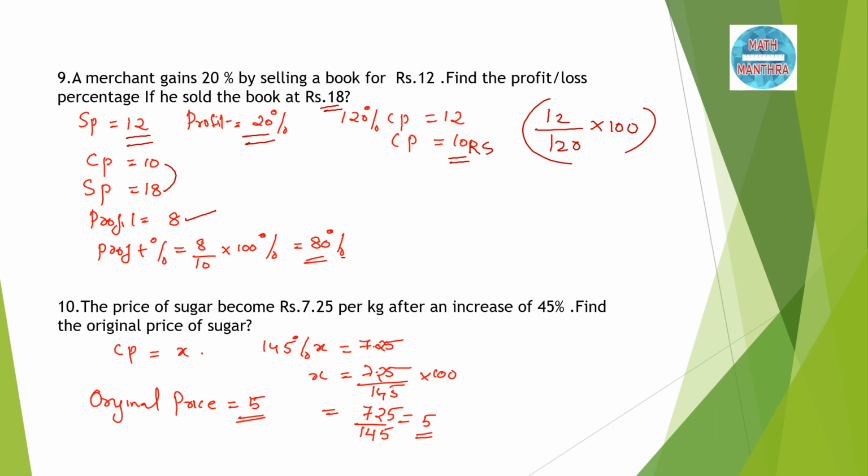So if you know that it is exactly 5 times, without going for any steps, you can answer the question because the options are revealing your answer very much here. So the x value will be 7.25 by 145 into 100. So what you get is the original price is 5. Okay. So this is the last question.